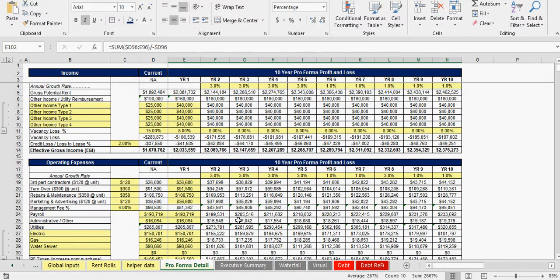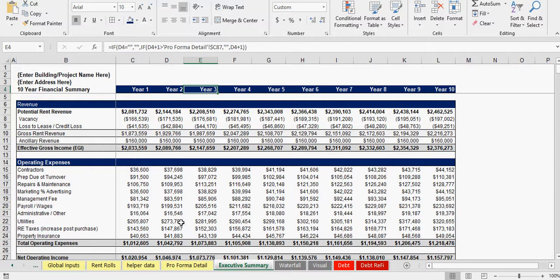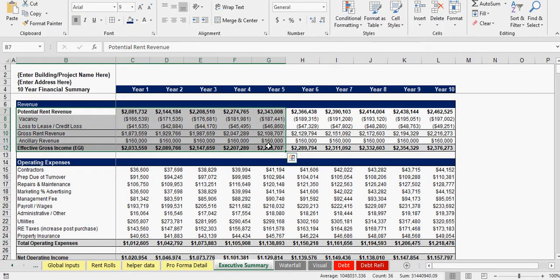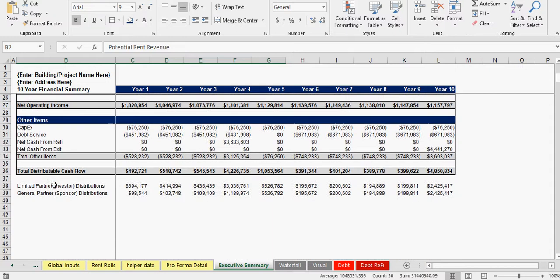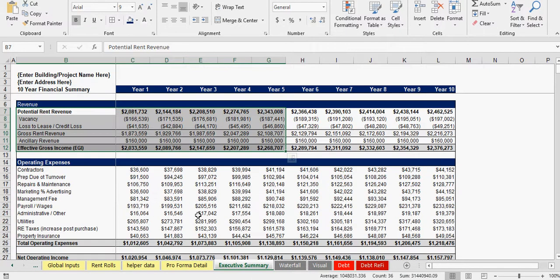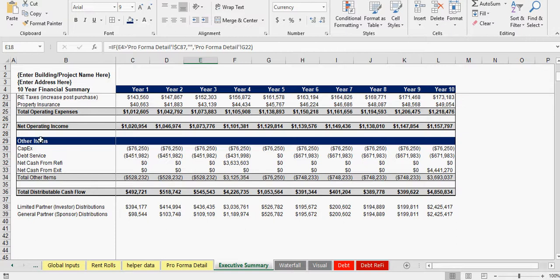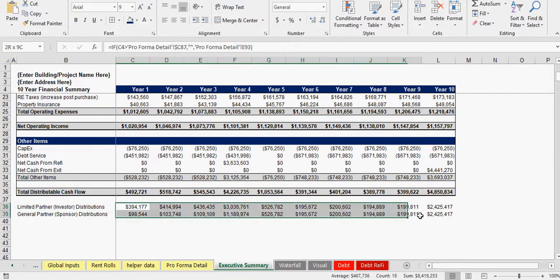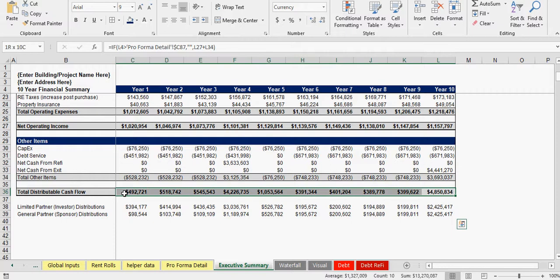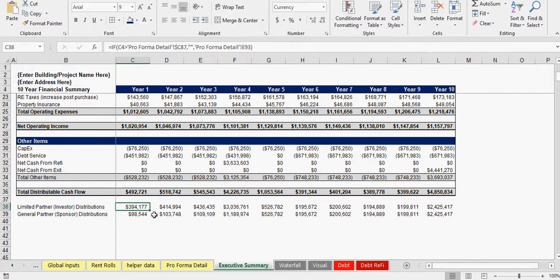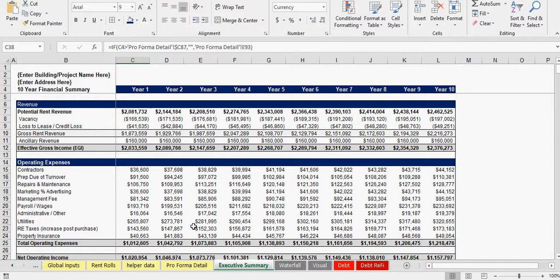But I wanted to add, so this executive summary is new, and I wanted to add this to just see a nice high-level view of like, okay, here's your revenues, here's expenses. There's no light yellow anywhere, so you could print this off as just your numbers for revenues, operating income, other items, and then cash flow to sponsors versus investors. So this always matches up 13,270,000, 13,270,000, and this is all pulling from the waterfall model. So let's talk about that because that's the biggest thing going on here.